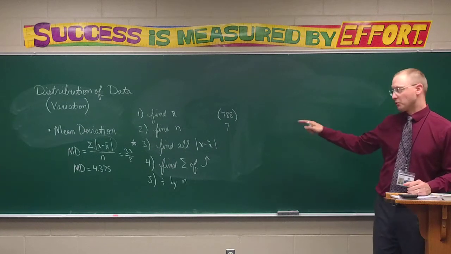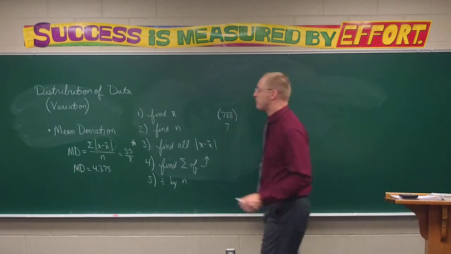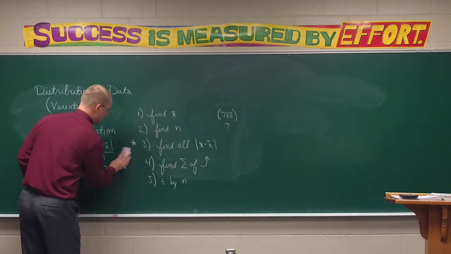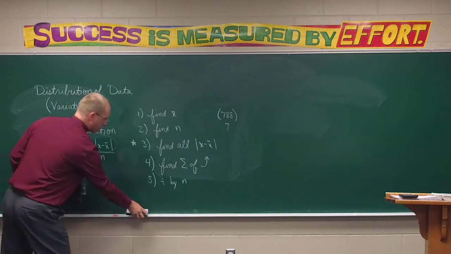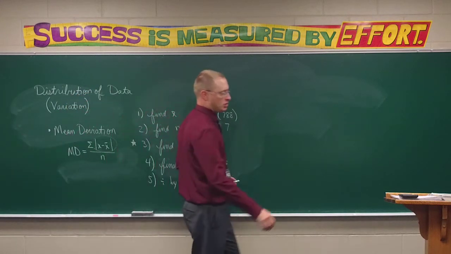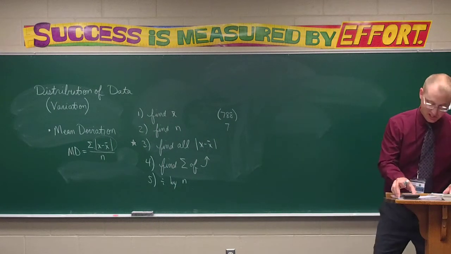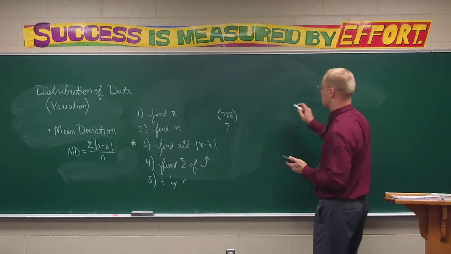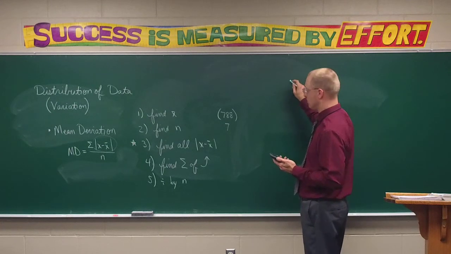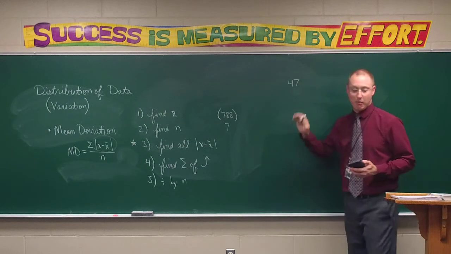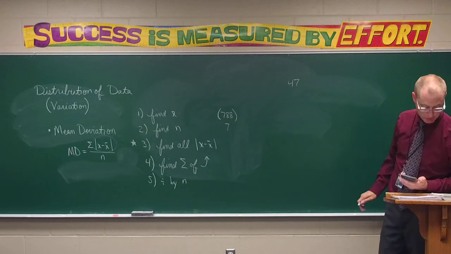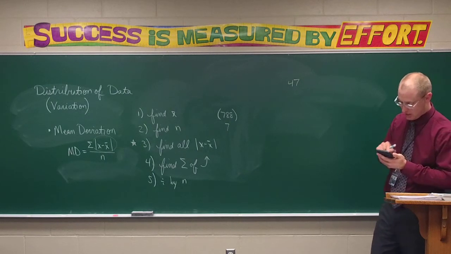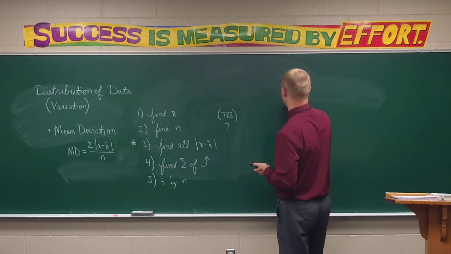Number 3 is the key. This is where the math is involved. I've got to find the differences in each case of each value from the average. So subtract 741 minus 788. And what's the difference, class? 47. It might say negative 47, but we don't worry about negatives because we're doing absolute value. Then 910 minus 788.